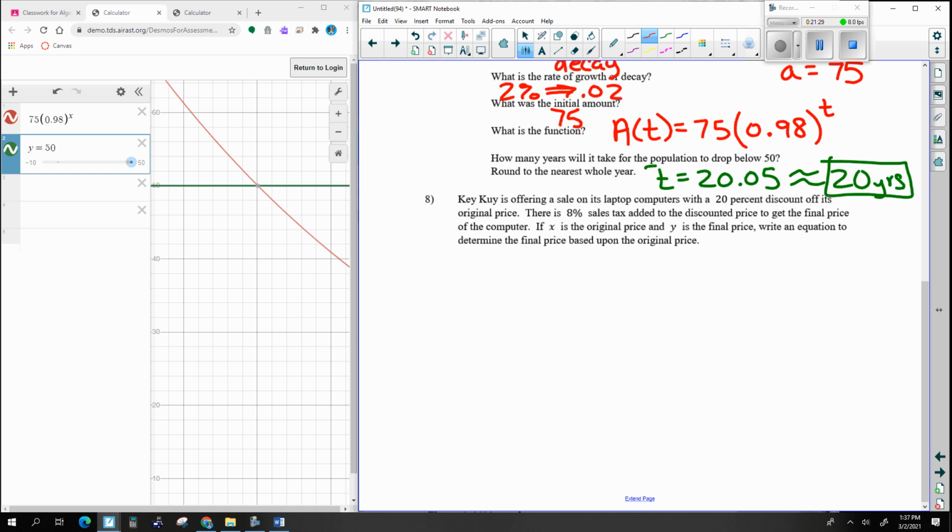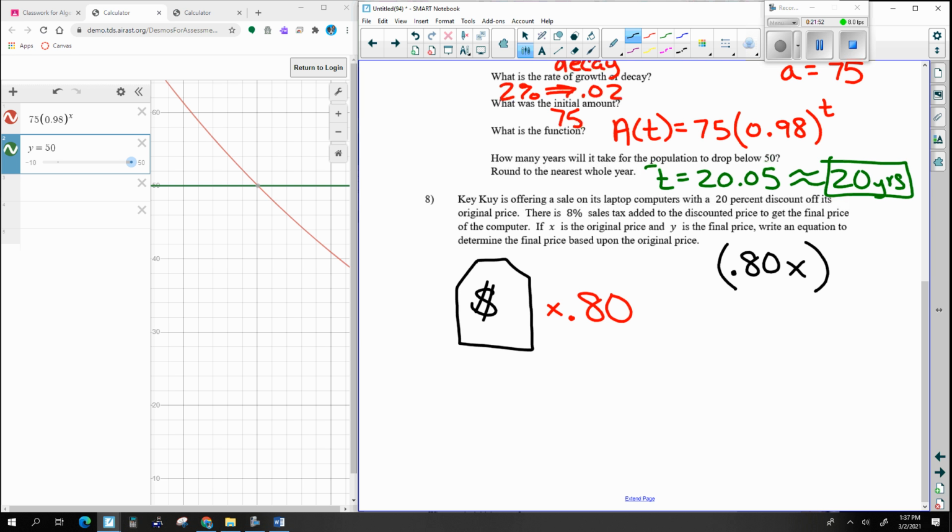How do you take a percentage of a number? You multiply. So if I know that of this original retail sticker price, I have to pay 80%, that means I pay 0.80. So far, this is the price of my computer. Okay, I guess that should be Y. Y is the final price.